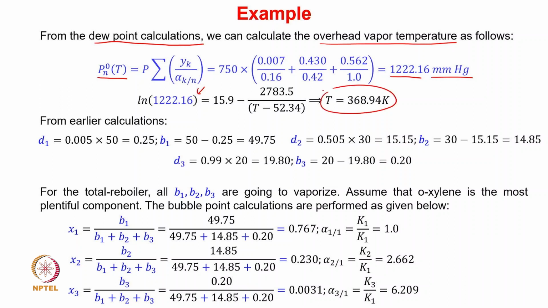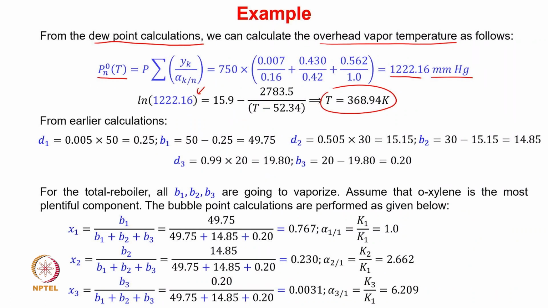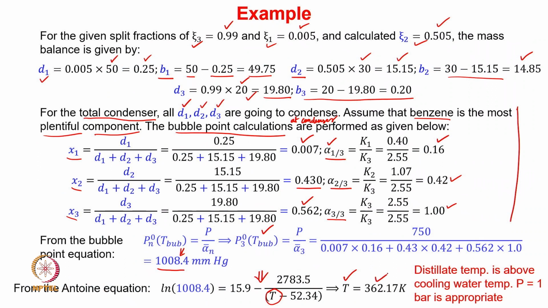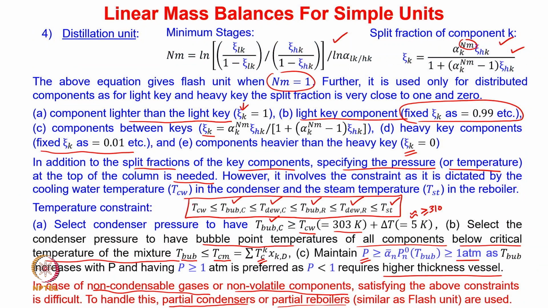We can back substitute in the original equation, and we can find out the temperature, and the temperature comes around 368.94. Okay, so you can see that this is the dew point temperature. This particular temperature is greater than the bubble point temperature. So the bubble point temperature is 362, and this is 368. So you can see that in this particular equation this term is satisfied, even the dew point temperature is higher than the bubble point temperature, so this condition is also satisfied.